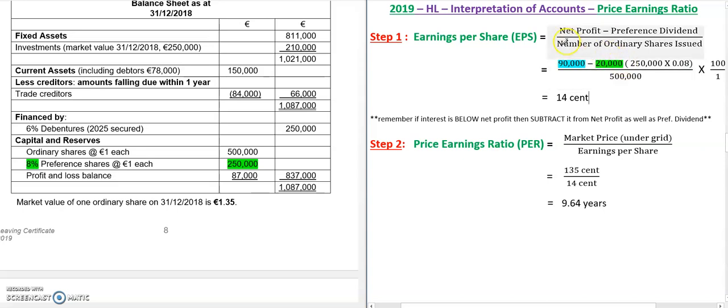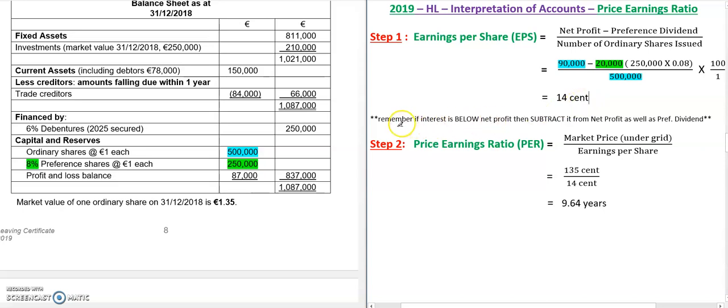Okay, so the next thing we need to get is the number of ordinary shares issued. Again, it's going to be in our balance sheet. The number of ordinary shares issued is 500,000. Okay, so next thing you do is just pop that into your calculator, multiply by 100 over 1, it gives you 14 cents. Again, very important, your answer is in cent.